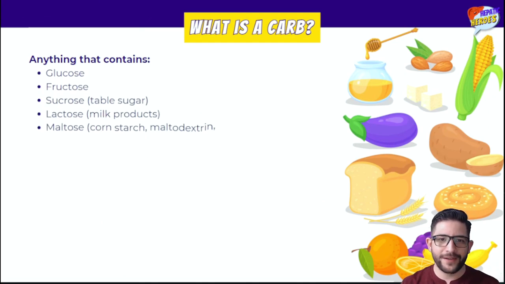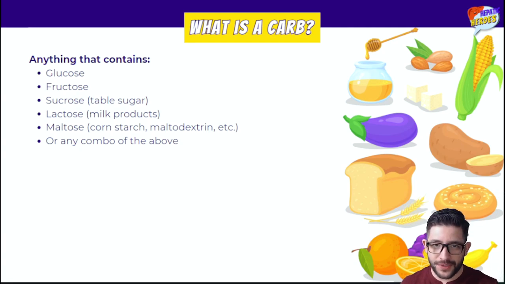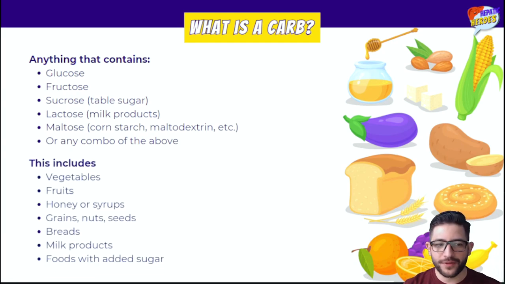So let's dive in. But what is a carbohydrate? Let's first start off by defining what carbs are so that we are all on the same page. For the purposes of this video, a carb is anything that contains glucose, fructose, sucrose, lactose, or maltose in the form of cornstarch or maltodextrin, etc., or any combination of the above. And this includes foods like all vegetables, fruits, grains, nuts, seeds, juices, sweets, breads, cereals, milk, and milk products, and anything with added sugar, which is super important.